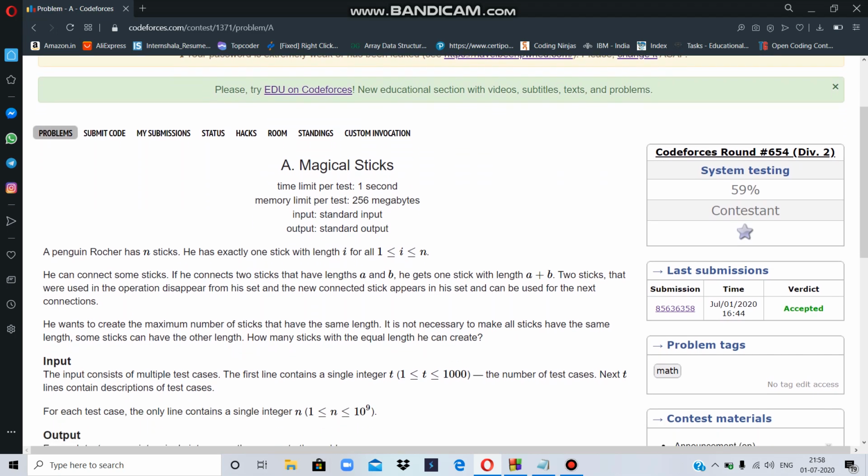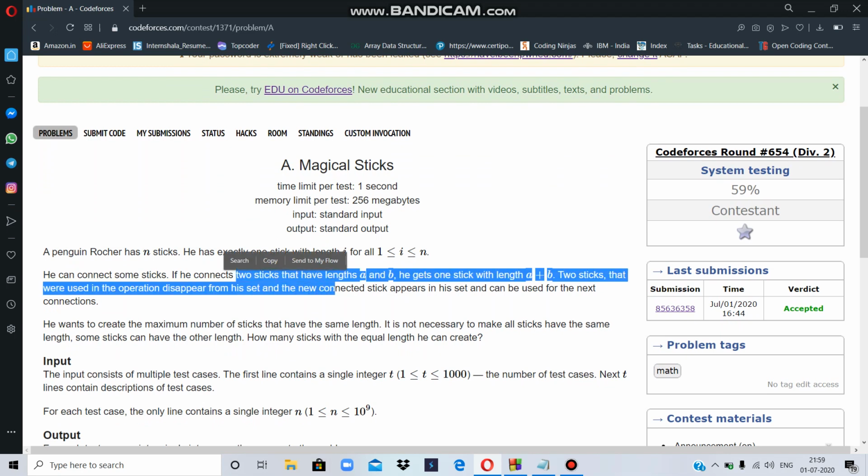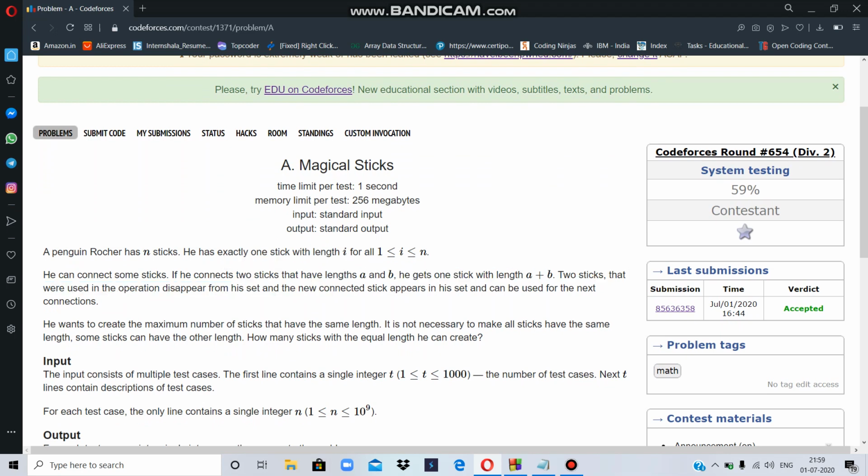The question says that initially I have n sticks, and the sticks are numbered from 1 till n. Our job is to connect two sticks having lengths a and b and get one stick with length a plus b. The two sticks used in the operation disappear from the set and the new connected stick appears in this set. So if I join two sticks A and B, those two sticks will disappear and the newly formed stick will come into my set.